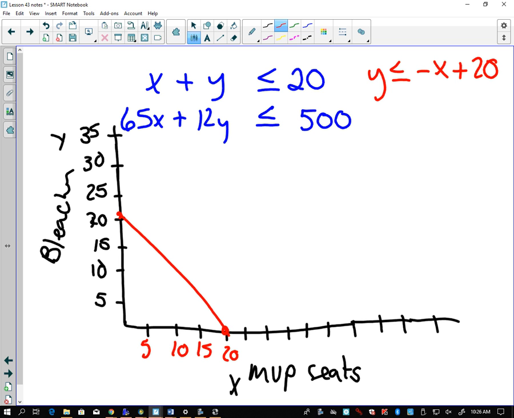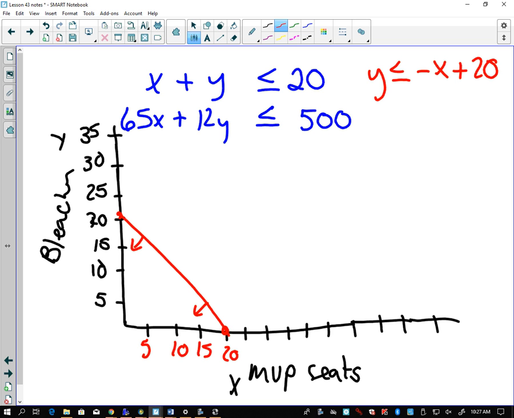Okay, that looks okay. Maybe. All right, now let's talk about our shading for that. So let's talk about this. Is 0 plus 0 less than 20? So, okay, would we be shading to the left or to the right? Okay, all right, that looks fine.